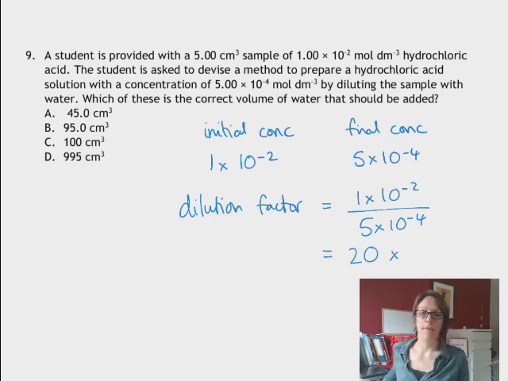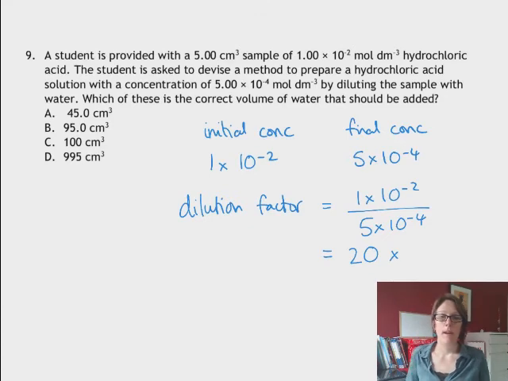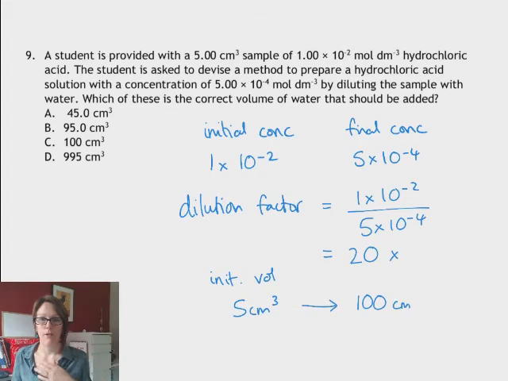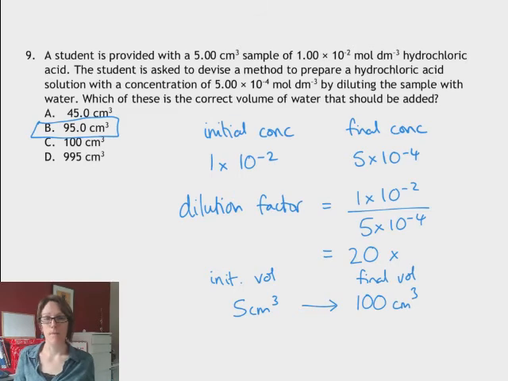So it's 20 times, that's my dilution factor, and that means my volume needs to be 20 times my initial volume. So if my initial volume is 5 centimetres cubed, then my final volume is going to be 100 centimetres cubed. But be careful about jumping to conclusions and dropping an answer in there, because the question is not what is the final volume, but what to add. So how you get from 5 to 100 is you add 95 centimetres cubed. The question can be phrased in different ways. Make sure you read it correctly.